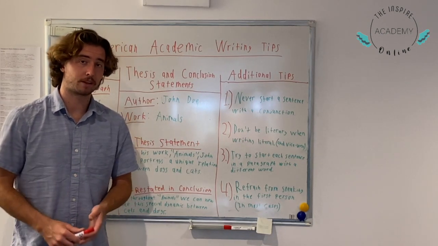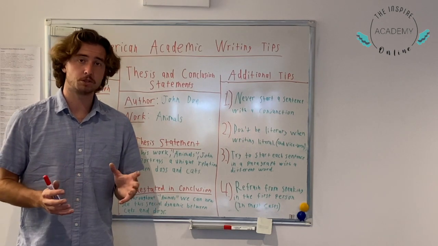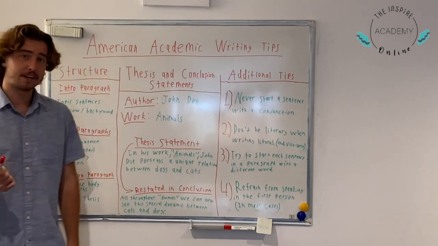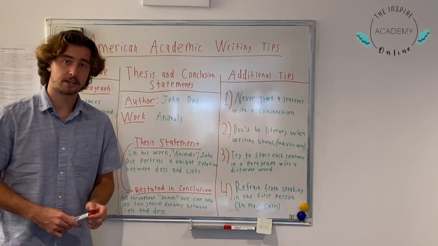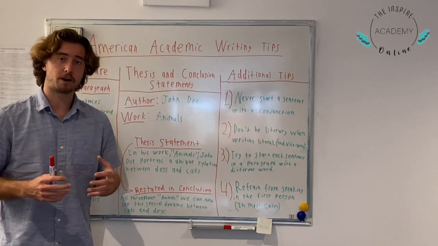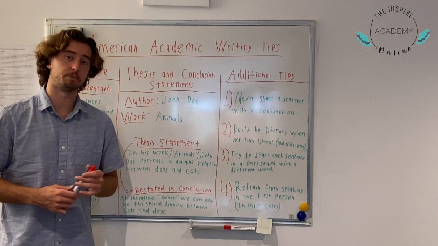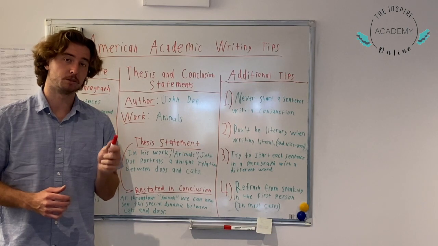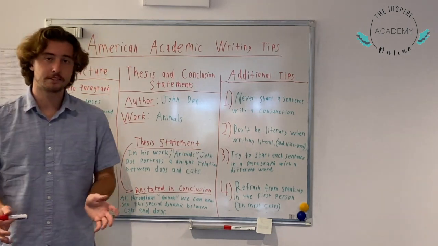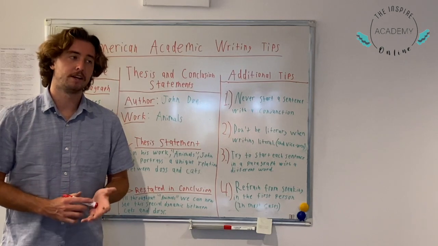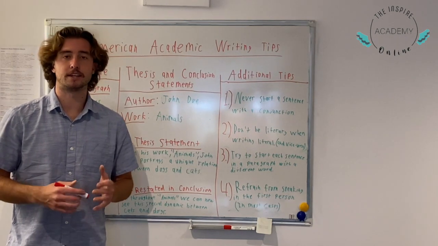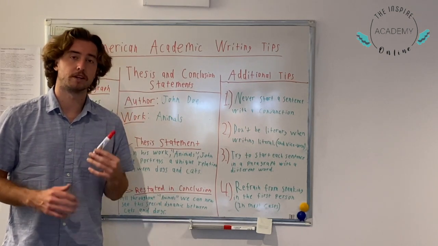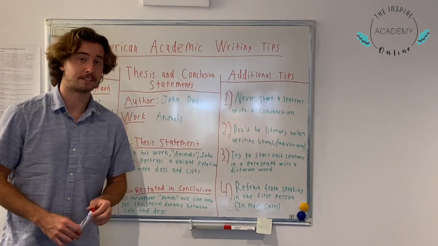So we're gonna start off with the structure of how you should write, and we're gonna start with the intro paragraph. Within an essay, an academic essay, you should have an intro, some body paragraphs, and then also a conclusion paragraph. It also depends on the exact academic paper that you'll be writing. When you get into higher academia, it will start to change a little bit, but this is just across the board the general way to write an essay.